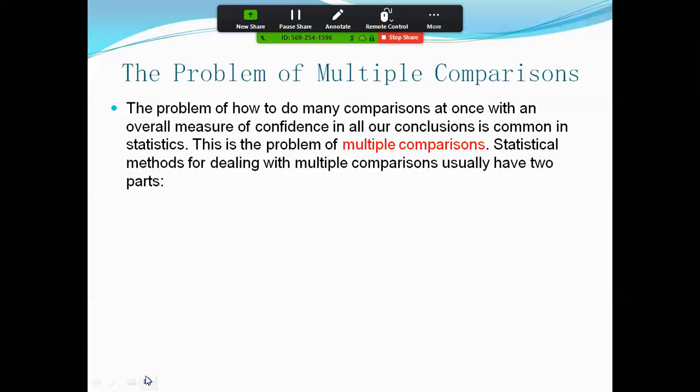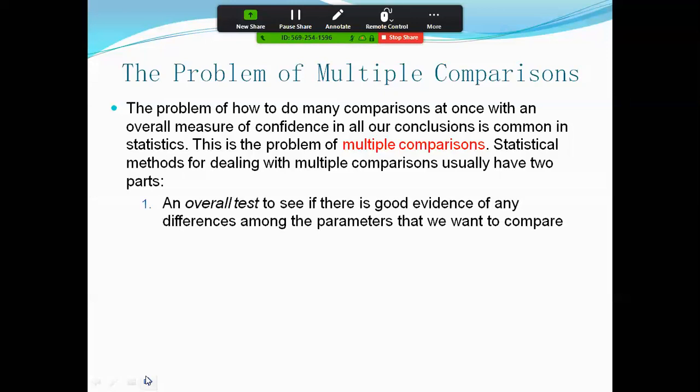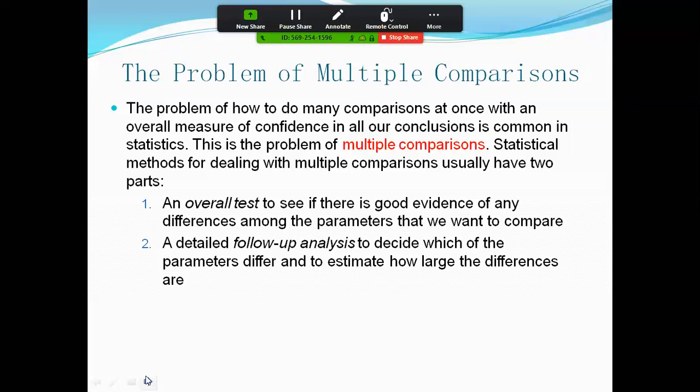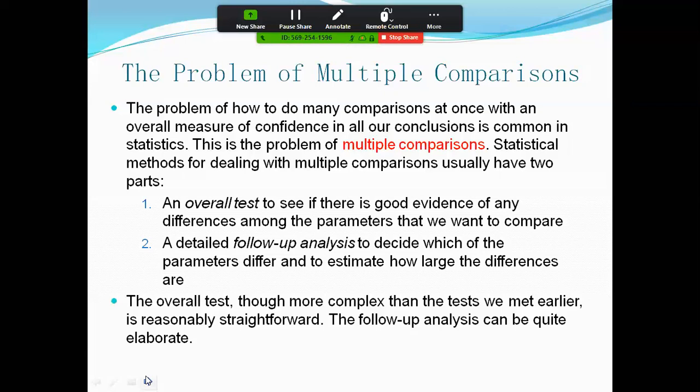Statistical methods for dealing with multiple comparisons usually have 2 parts. An overall test to see if there's good evidence of any differences among the parameters that we want to compare, and a detailed follow-up analysis to decide which of the parameters differ and to estimate how large the differences are. The overall test, though more complex than the test we met earlier, is reasonably straightforward. The follow-up analysis can be quite elaborate.